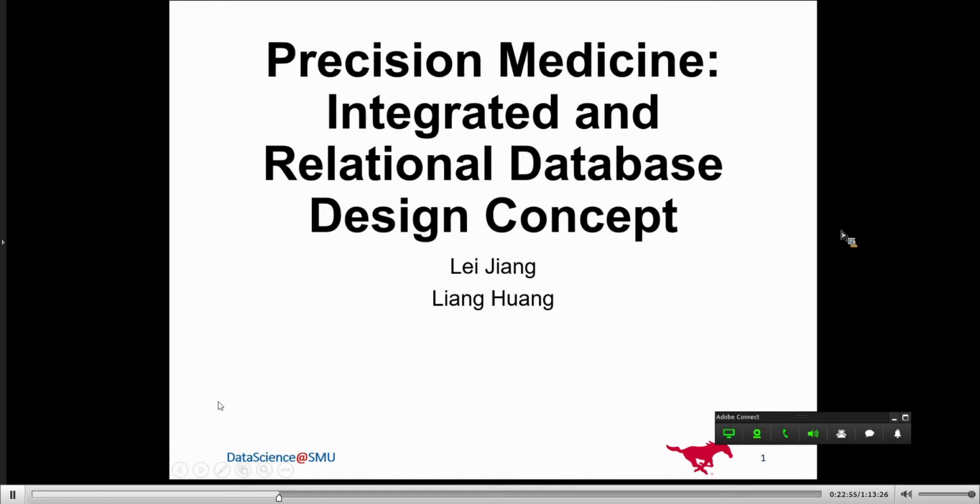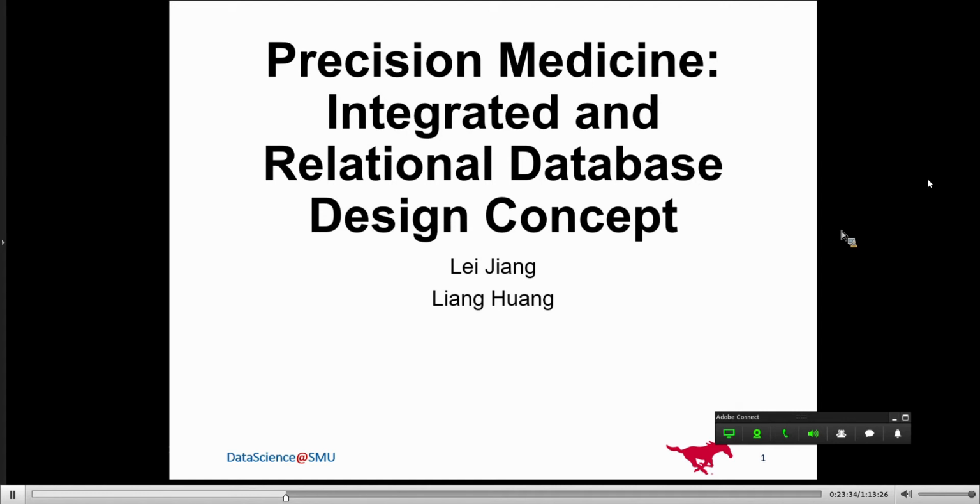So, good afternoon, everybody. I'm very glad to present our project on how to build an integrated and relational database for precision medicine. Since everybody here is pretty familiar with the methods we use, such as designing the ER diagram and normalization, things like that, I would like to talk more about the diagram and the motivation of this project. So bear with me with some biomedical terminology. I will try to be concise.